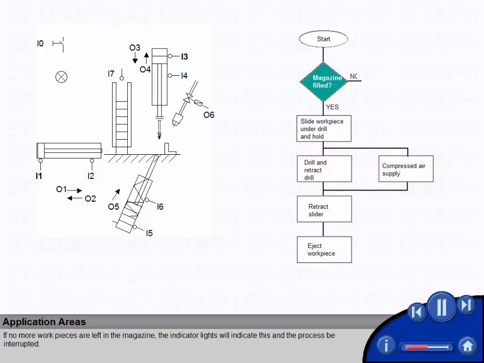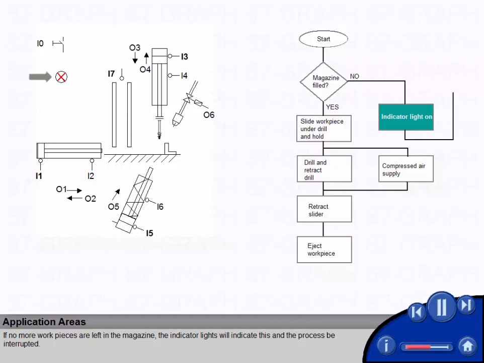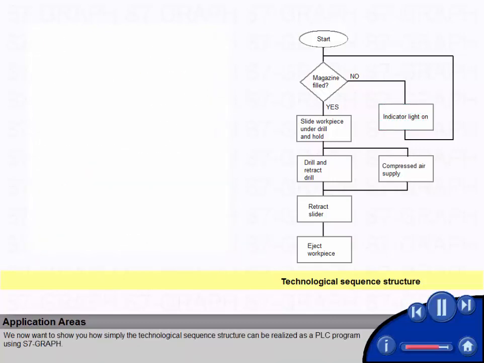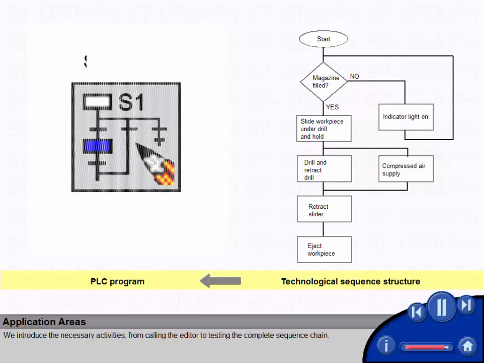If no more workpieces are left in the magazine, the indicator lights will indicate this, and the process is interrupted. The technological sequence structure results from the task described in this example. We now want to show you how simply the technological sequence structure can be realized as a PLC program using S7 Graph. We introduce the necessary activities from calling the editor to testing the complete sequence chain.